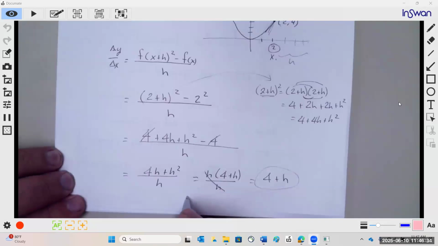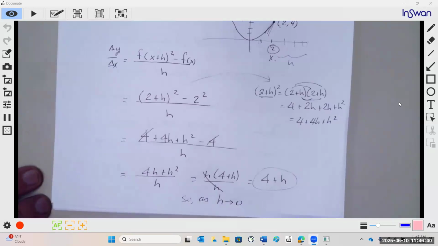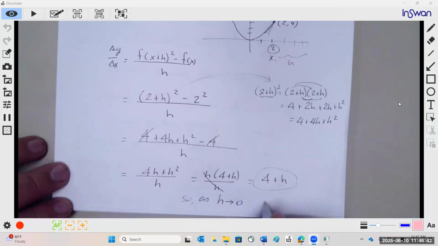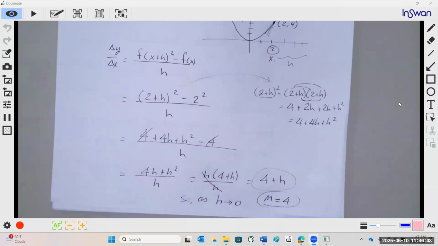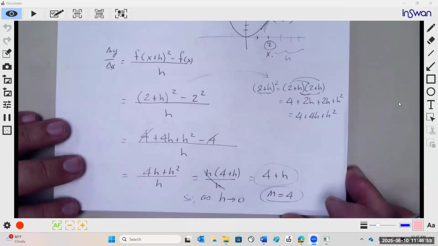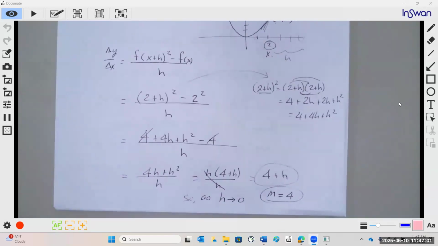So as h approaches 0, what do we get? Our slope becomes 4, because that's what we're looking at at that point. That's another example. So these are secant lines.